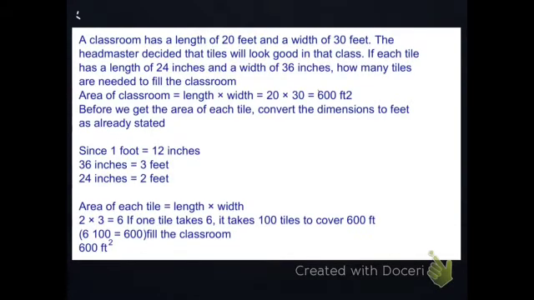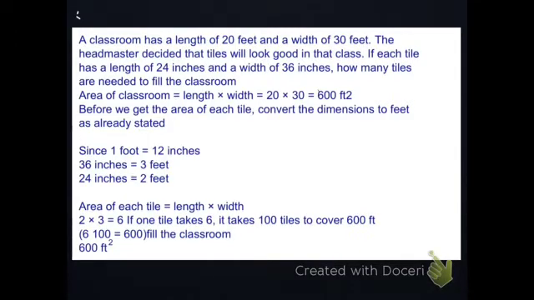A classroom has a length of 20 feet and a width of 30 feet. The headmaster decided that tiles will look good in that class. If each tile has a length of 24 inches and a width of 36 inches, how many tiles are needed to fill the classroom? Area of classroom equals length times width equals 20 times 30 equals 600 feet squared.